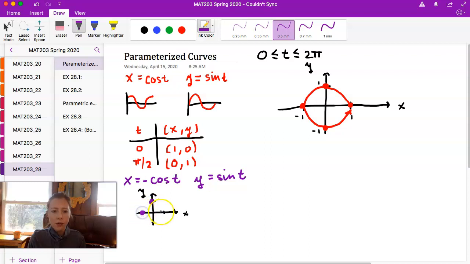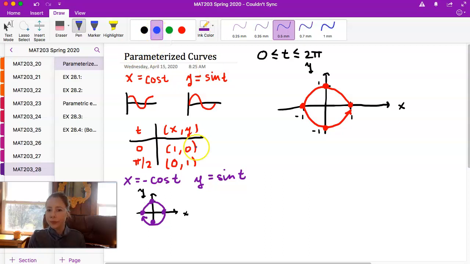And then we can plug in pi and we'll end up with 1, 0, and at 3 pi over 2, we'll end up with 0, minus 1. And so what's happening is we're starting at minus 1, 0, and we're drawing the unit circle clockwise. So that is that parameterized function.